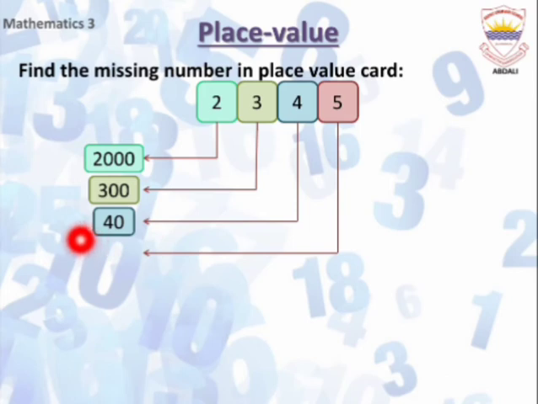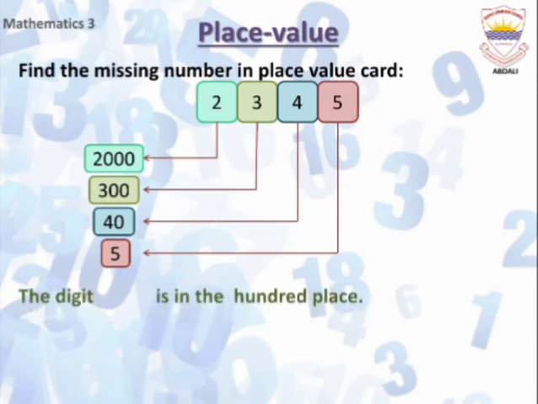Our place value of 4 is 40. Instead of 5 we write 0. Now students, last, the place value of 5 is ones. After 5, no digit is right, so that's why we write 5 as it is.